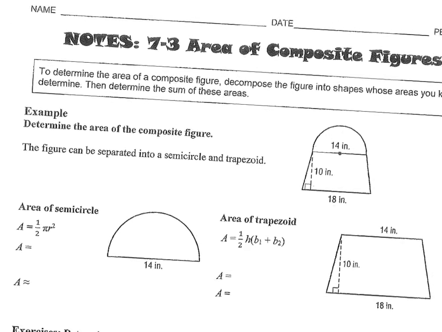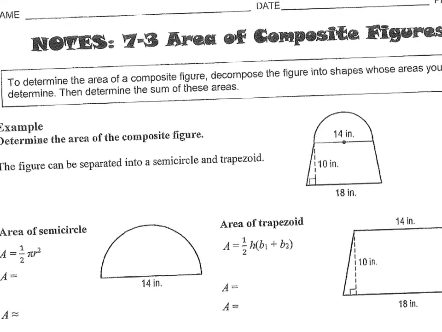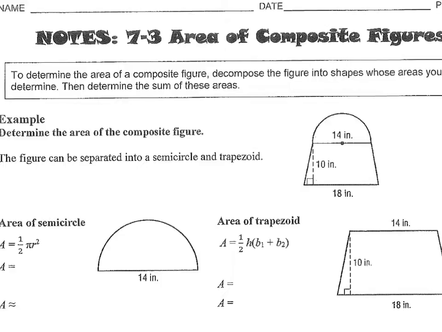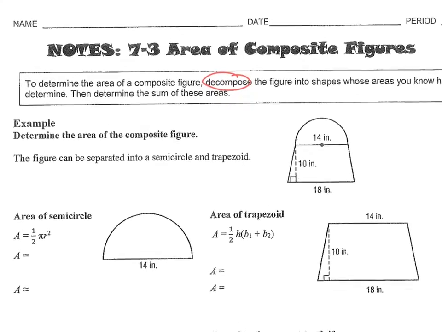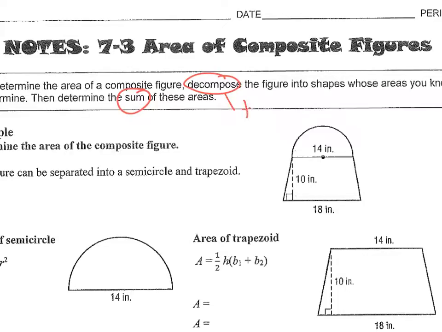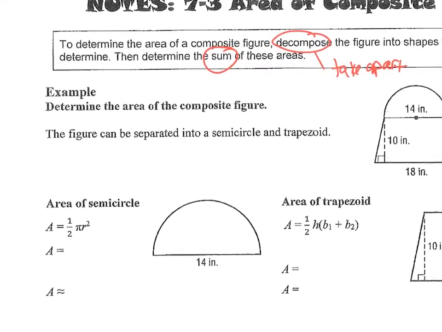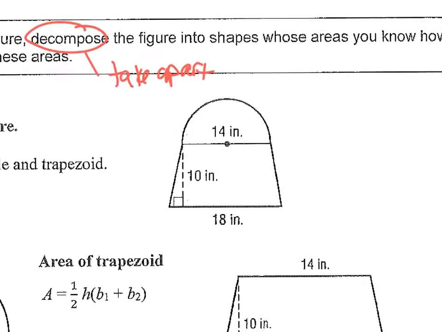So to determine the area of a composite figure, that's where there are different shapes added together. Decompose, I don't really like that word, but decompose the figure into shapes whose areas you know how to determine, then determine the sum. So basically decompose, we're gonna take apart. When you have these composite figures, look and see what figures you can determine. We're going to split it up, take it apart, and then find the area of each one, then put them together. So in this example, determine the area of the composite figure, which would be this.